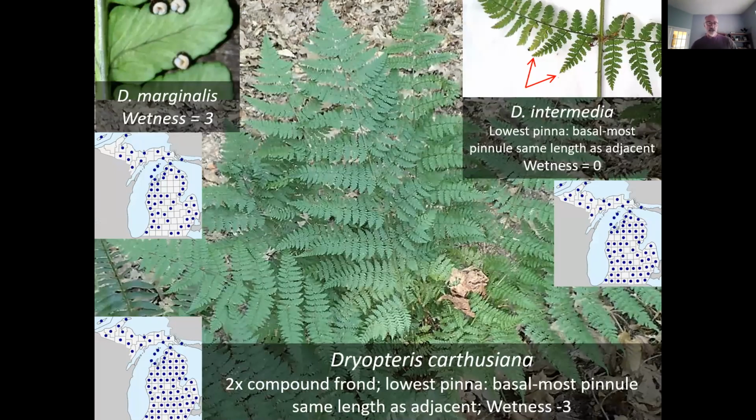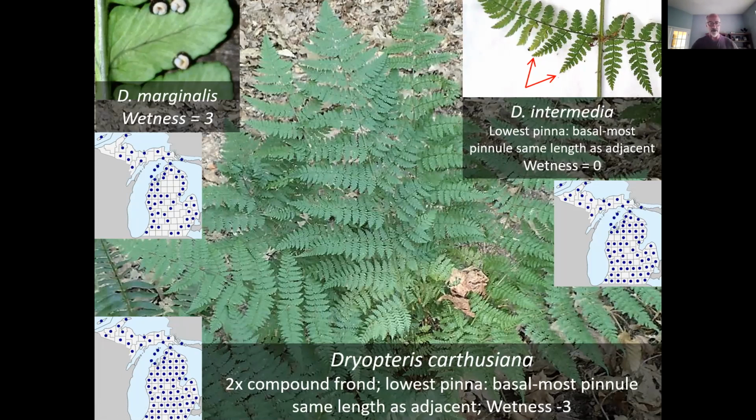The most common genus of fern in Michigan is the Dryopterids, the family Dryopteris. Here I'm going to emphasize 3 members. They're the 3 most widely distributed and common members. And that's Dryopteris carthusiana, down here at the bottom, Dryopteris marginalis, and Dryopteris intermedia. I was just going to give you a couple quick tips to tell them apart.